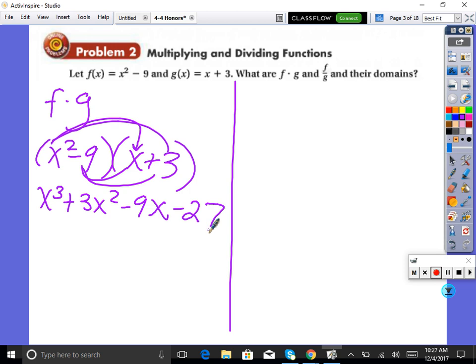Do you see a division problem or a radical? Do you see any potential problems? No. So our domain is all real numbers, or negative infinity to infinity, because there's not a division. It's not a division problem and it doesn't have a radical.